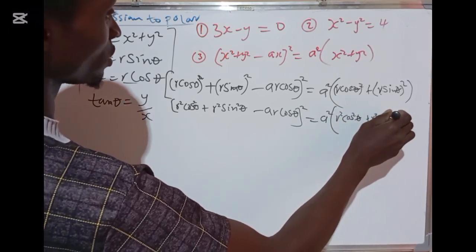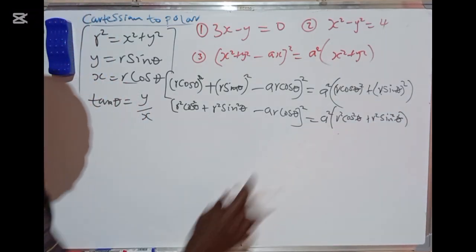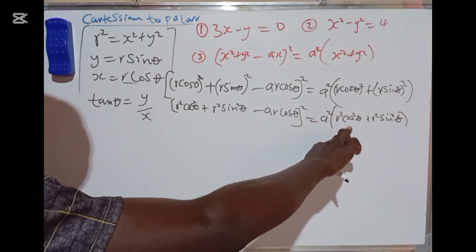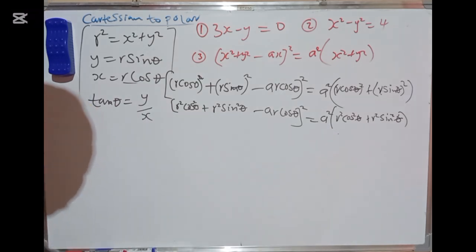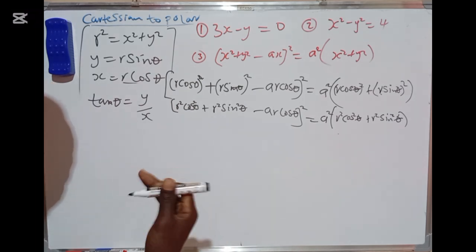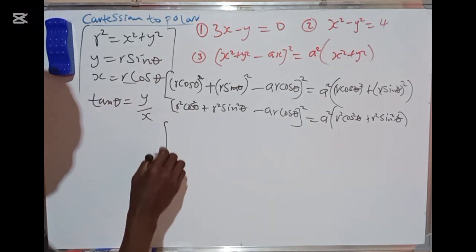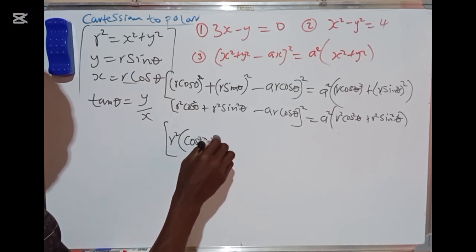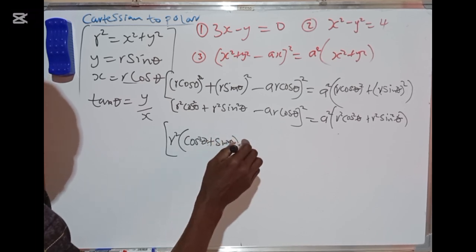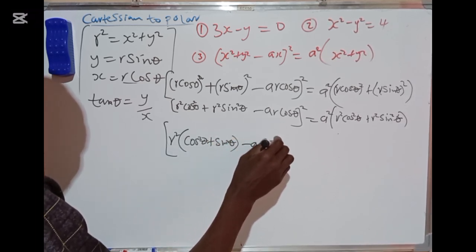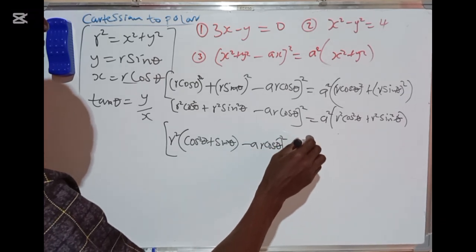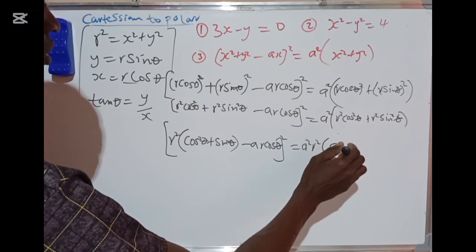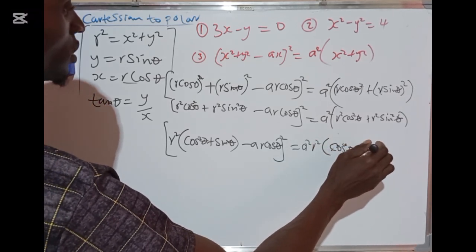a square into r square cos square theta plus r square sine square theta. So from here, you know that r square is common to this particular side, and here r square is also common to this side. So what we're going to do is factor. Definitely this side is the same thing as r square into cos square theta plus sine square theta, then minus ar cos theta, everything squared, is equal to a square r square.